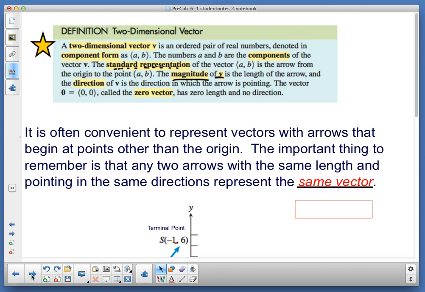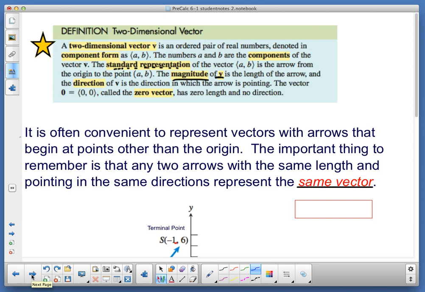As we're going, we've got that two-dimensional vector. A two-dimensional vector, V, is an ordered pair of real numbers denoted by a component form of A and B with those funky little brackets. If we're going to 3 space, it would be A, B, C. So it's an extension of all the things that we are learning. We just have that third component. The numbers A and B are the components of the vector V. The standard representation of vector A, B is the arrow from the origin to the point A, B, just like we saw on the previous page. The magnitude of V is the length of the arrow, and the direction of V is the direction in which the arrow is pointing.